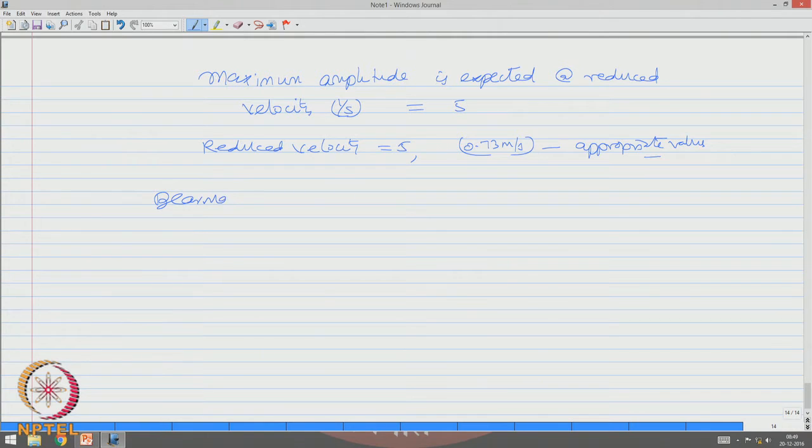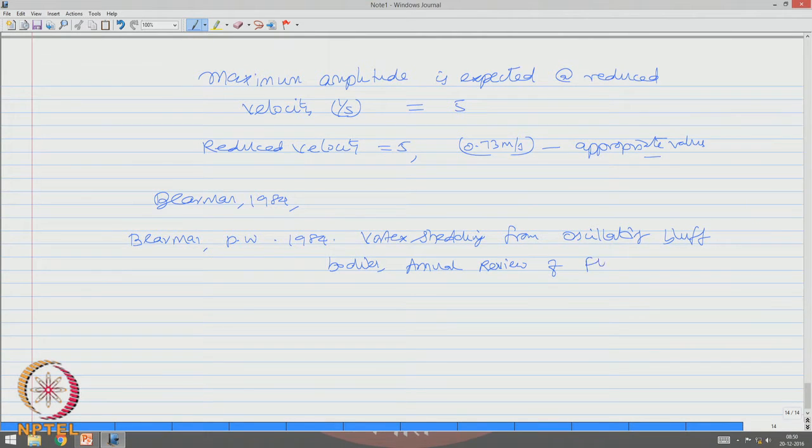So, as said by Biermann in 1984, Biermann PW 1984, vortex shedding from oscillating bluff bodies, Annual Review of Fluid Mechanics, volume 16, 195 to 222, says that the reduced velocity at which the VIV can be captured is inversely proportional to the Stokes number.